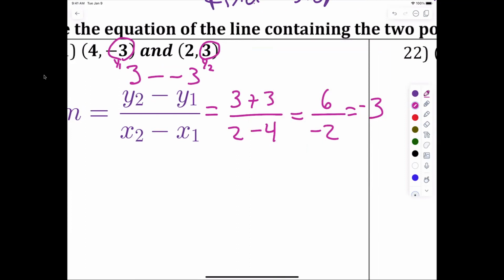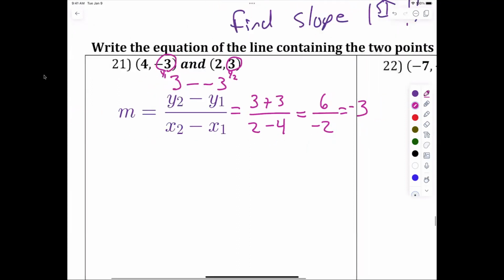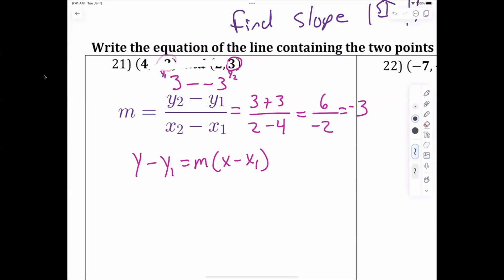Anybody? All right. Now I'm right back to where we were earlier. Now I have a slope and I have a point. So the point slope form, y minus y1 equals m times x minus x1. The problem now is this. The problem is I have 2 points to choose from. Does it matter which one I choose? No. It looks different, but they're the same.